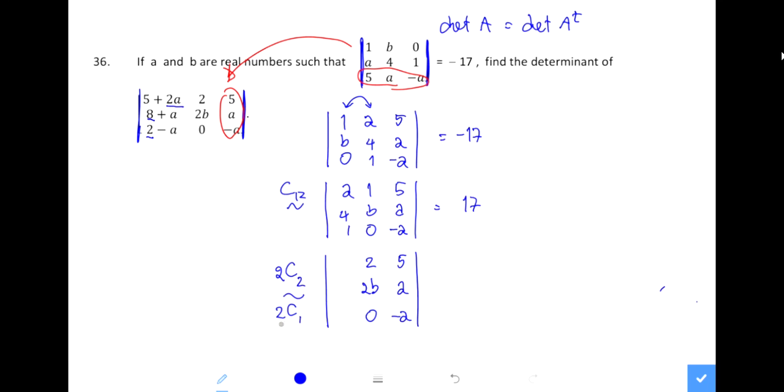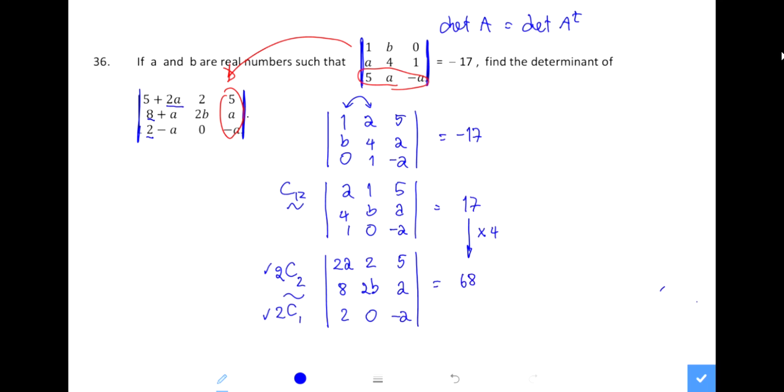So I was just multiplying 2 to C1. I'm going to have this 2a, an 8, and a 2. So this matrix is now closer to this one, but it's not yet exactly the same. So I multiply 2 to it, I multiply another 2 to it, so 2 times 2 is 4. When you do something like this, you're multiplying the determinant by 4, so your determinant is going to be 4 times bigger. So 4 times 17 is 68 now. So you have 68.